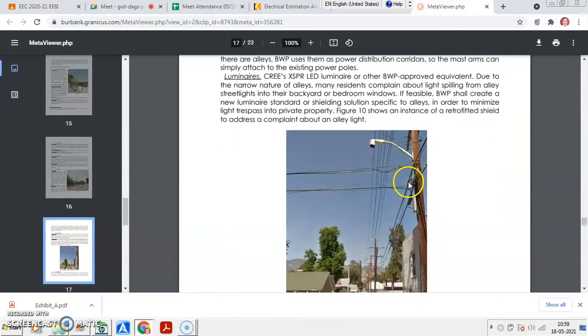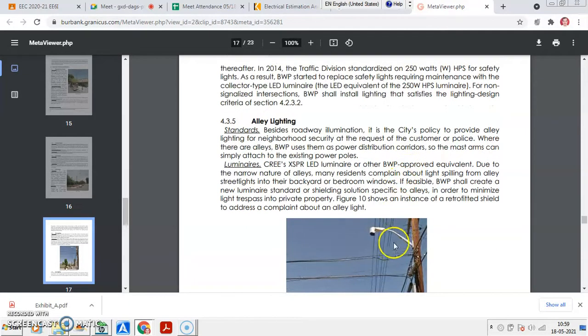This is another type of street light with distribution network. The distribution is also on the pole.